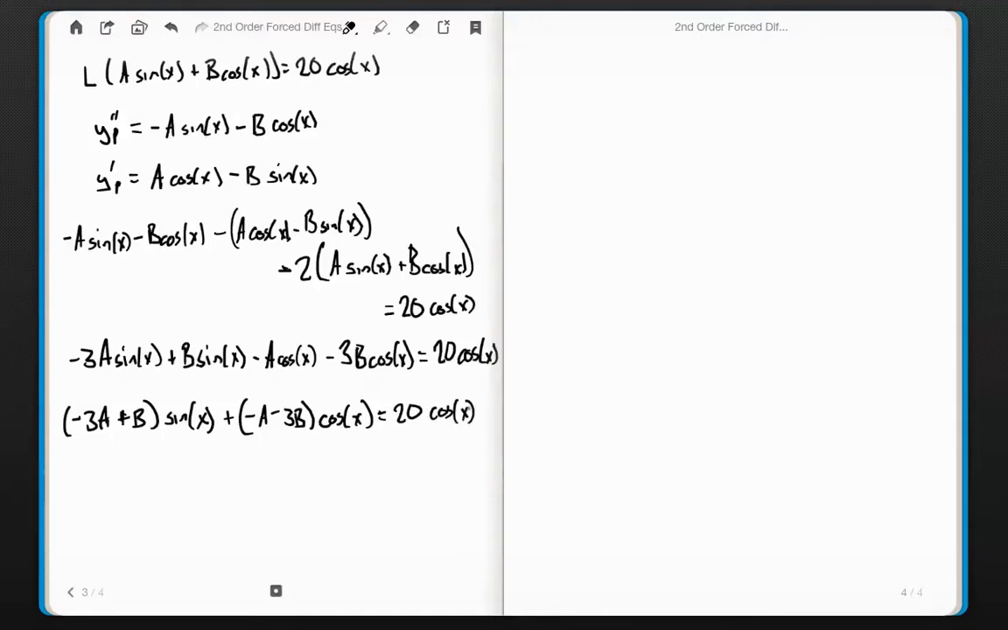All right, well, now here's where we can do this coefficient matching thing. I don't have any sines. I'm trying to finish up with no sines at all. So this negative 3a plus b has to equal 0. Well, that means that b equals 3a.